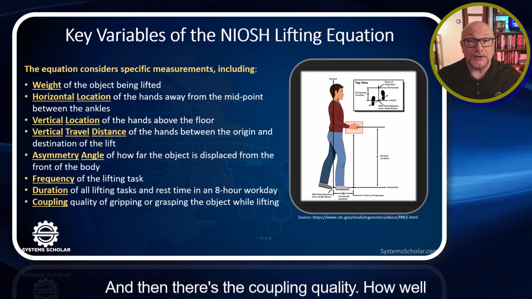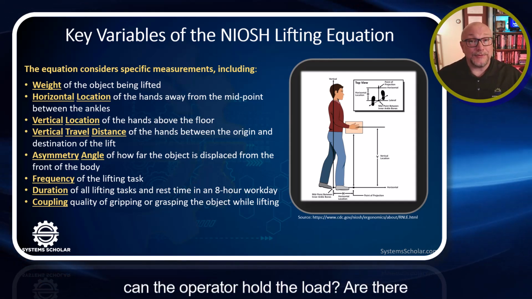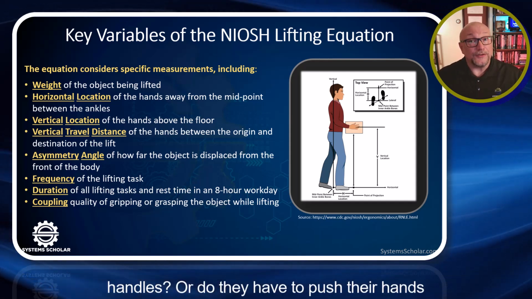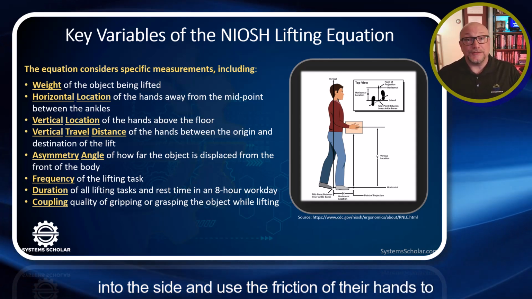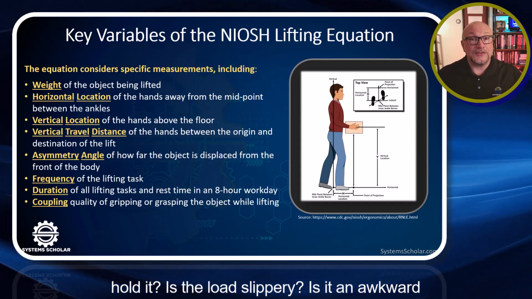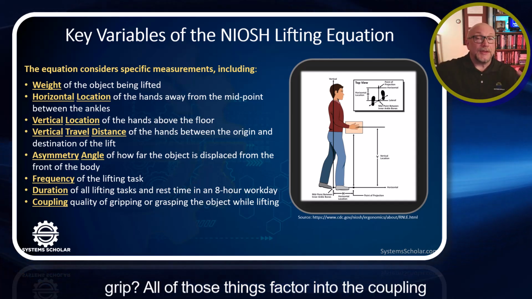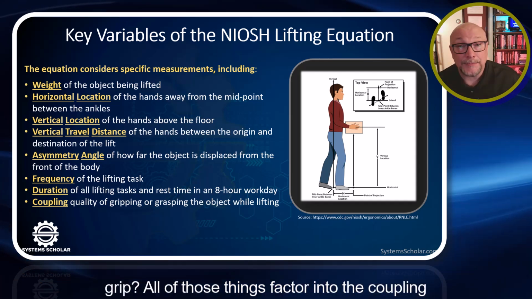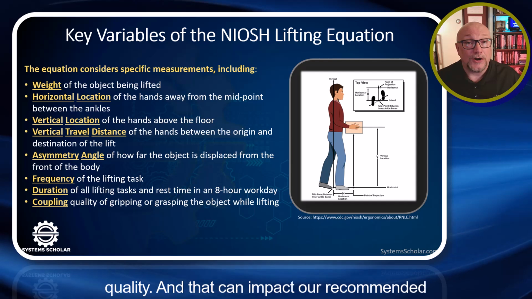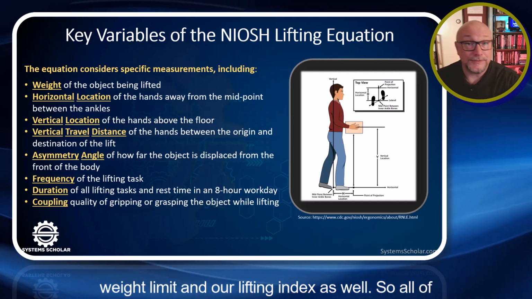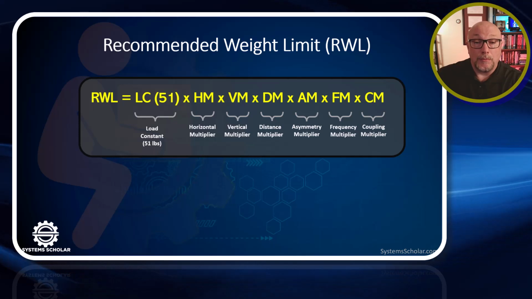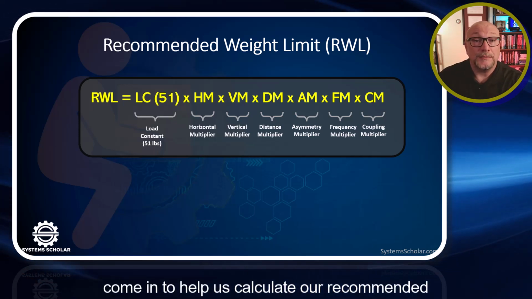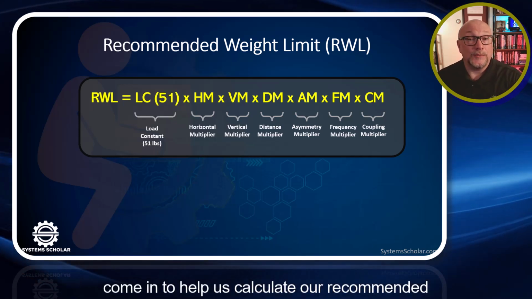And then there's the coupling quality. How well can the operator hold the load? Are there handles, or do they have to push their hands into the side and use the friction of their hands to hold it? Is the load slippery? Is it an awkward grip? All of those things factor into the coupling quality, and that can impact our recommended weight limit and our lifting index as well. So all of these factors come in to help us calculate our recommended weight limit.